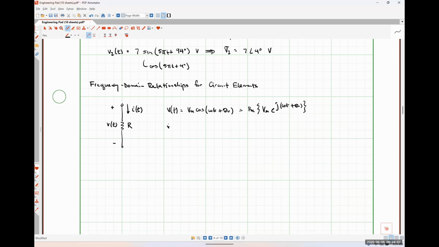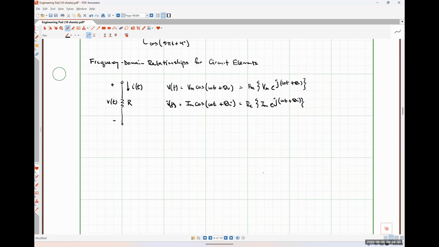And similarly, our current I of t is Im cosine omega t plus theta I, which is just the real part of Im e to the j omega t plus theta I. So I know that the voltage drop across my resistor is simply going to be R times the current flowing through my resistor.